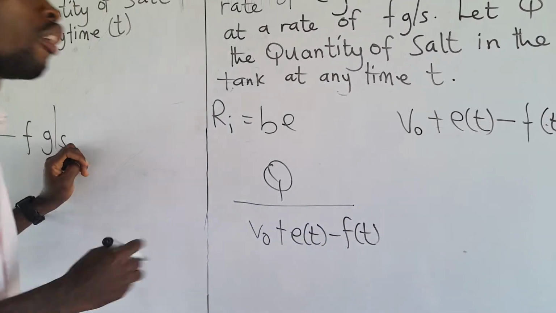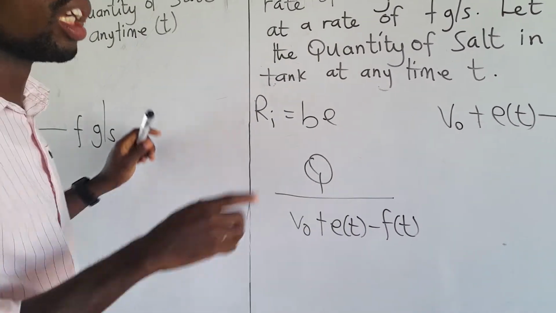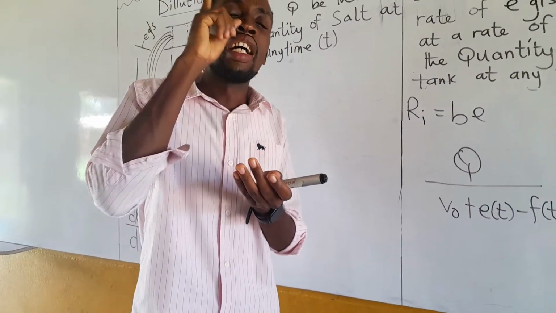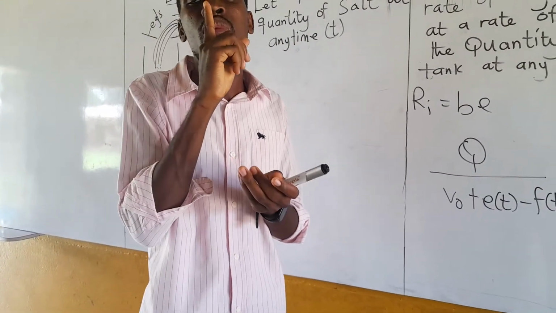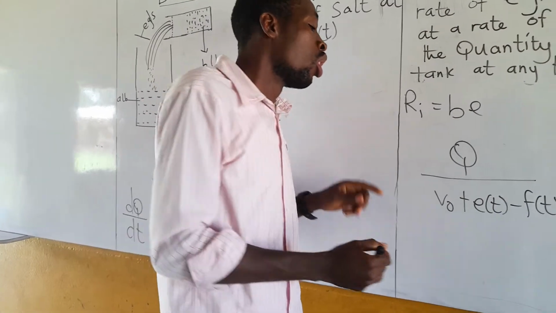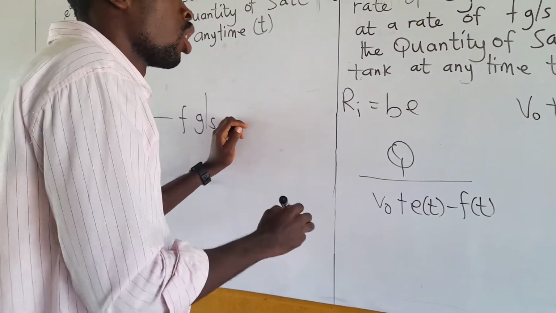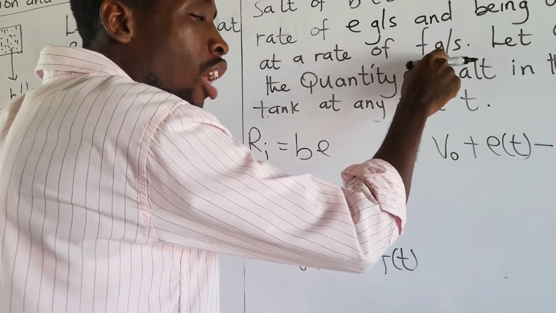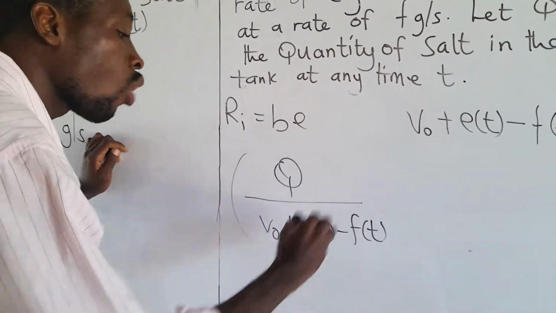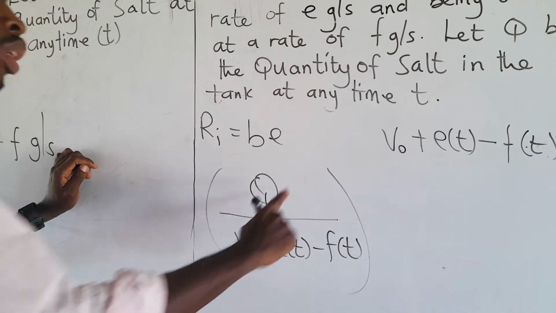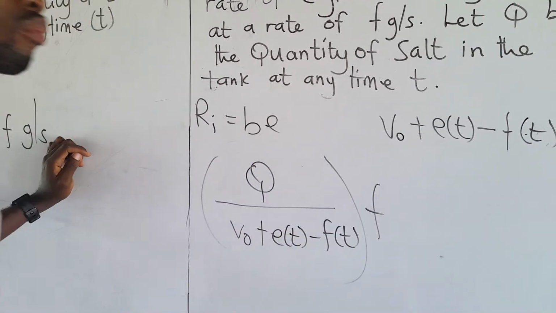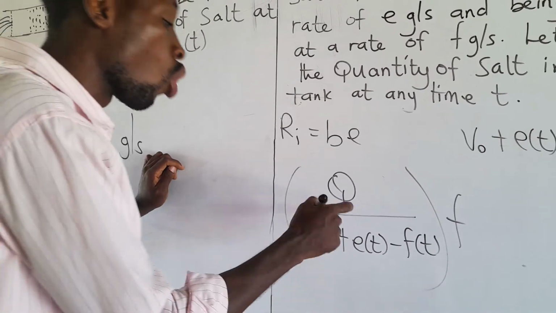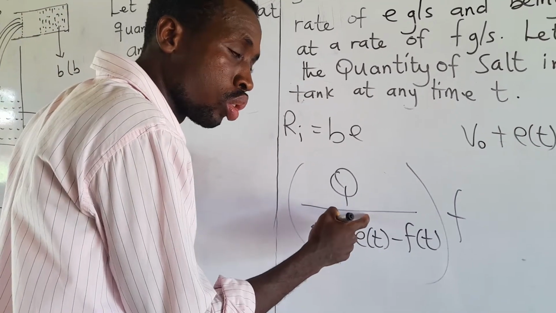I hope you get that. Divided by the volume of salt, that will be the quantity of salt that we have in 1 gallon. Okay. So now, if we outlet this at a rate of F gallons per second, then the total quantity that we outlet will be this times F. So 1 gallon contains this quantity of salt.